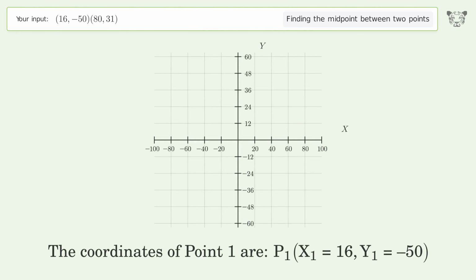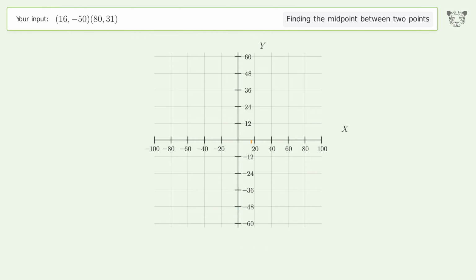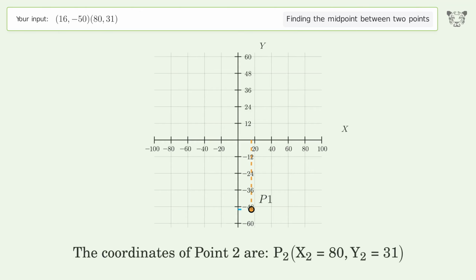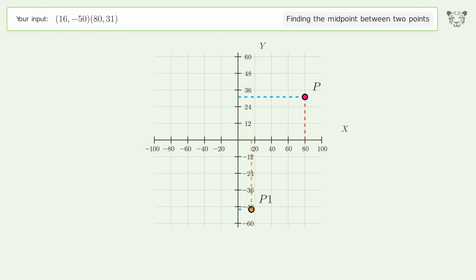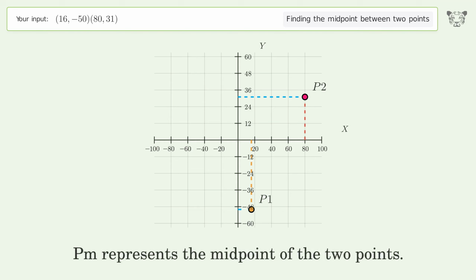The coordinates of point 1 are, x1 equals 16, y1 equals negative 50. The coordinates of point 2 are, x2 equals 80, y2 equals 31. PM represents the midpoint of the 2 points.